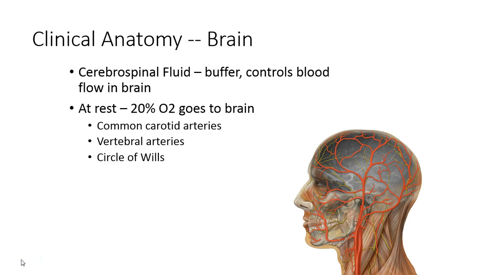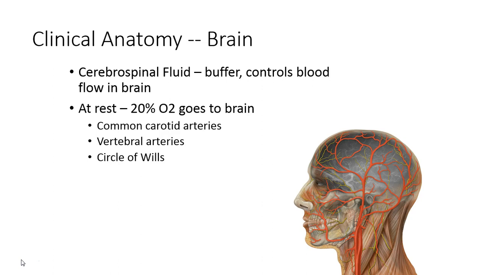So at rest, 20% of your oxygen goes to your brain, and it will go through your common carotid artery, which is anterior. You can feel it in the anterior portion of your neck, and through your vertebral arteries, which come up through your vertebrae. And so when we take a look at the vertebrae, we're going to see that there's a little triangular foramen in the cervical vertebrae, and that is for your vertebral arteries. They supply the blood in your brain.